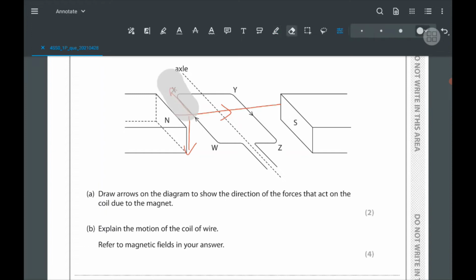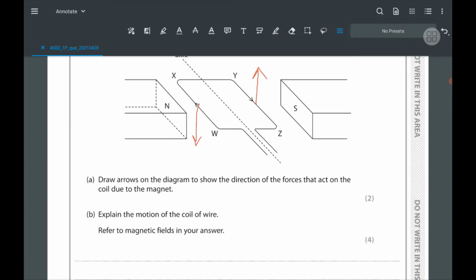So what they're asking us to do is draw the arrow on the diagram to show the direction of the forces that act on the coil due to the magnet. So this direction is downwards. I already explained how to find it out. And also, because the current is moving in the opposite direction in the YZ side, this force will be applied in the opposite direction, so that this whole coil will be spinning.